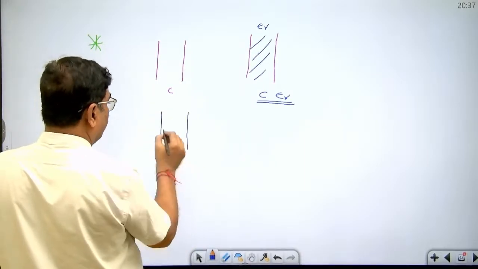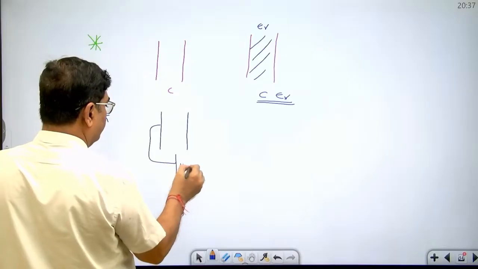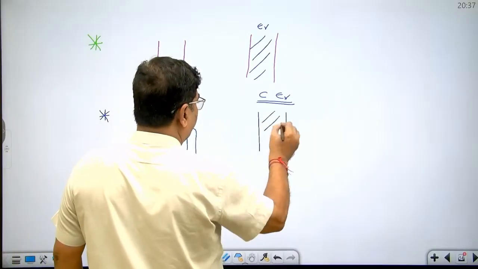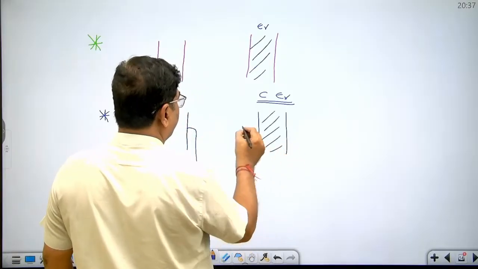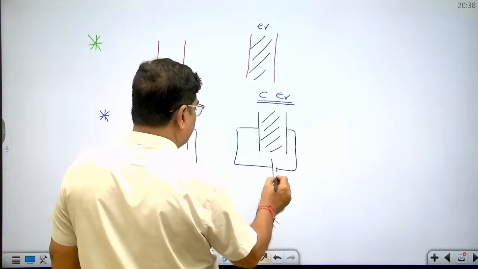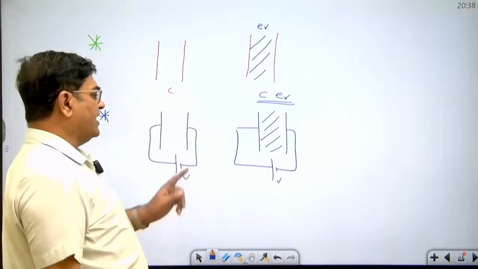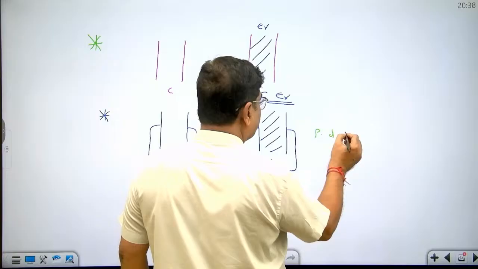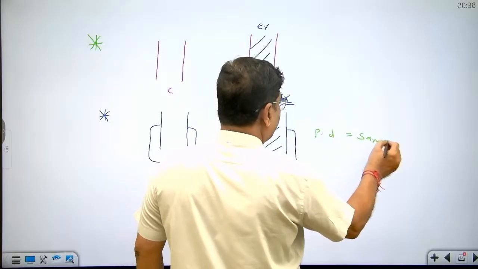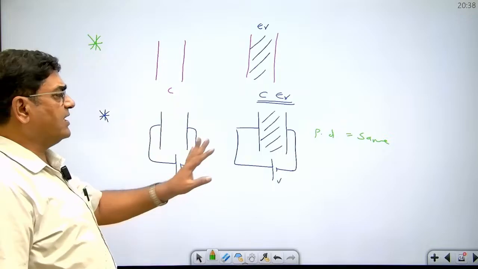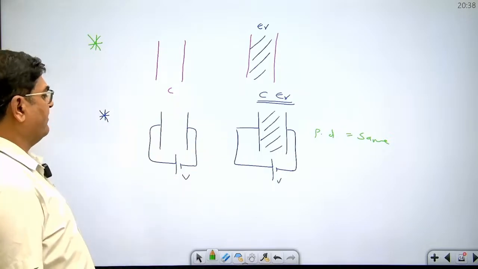If this is a capacitor connected with a battery, and you insert the dielectric or you do anything, but remember, if the battery is connected, then the potential difference across the plates of the capacitor will remain the same. Remember, this is an important property. For a battery-connected capacitor, the potential difference between the plates of the capacitor will remain the same.